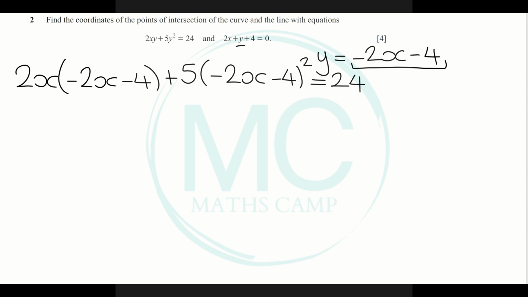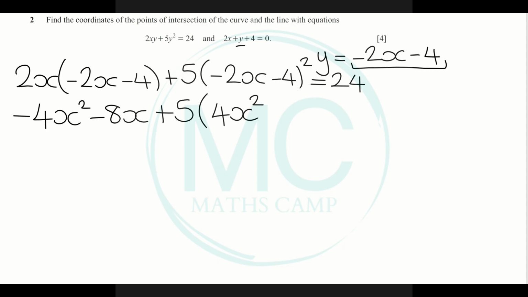So let's expand our brackets. 2x multiplied by negative 2x gives us negative 4x squared. 2x multiplied by negative 4 gives us negative 8x. Before I expand, I want to square this bracket. Negative 2x squared becomes positive 4x squared. Then I have negative 2x multiplied by negative 4 gives me positive 8x. Double it, and I get positive 16x. Negative 4 squared becomes positive 16. I can close the bracket, is equal to 24.